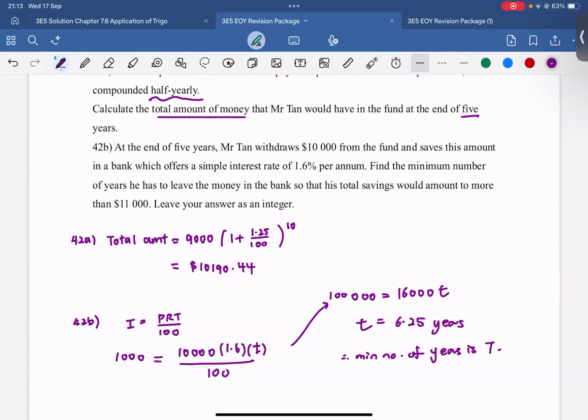Where did 100,000 come from? You cross multiply: times 100 on both sides of the equation. So you cross multiply 1,000 times 100, then you get 100,000. Oh.